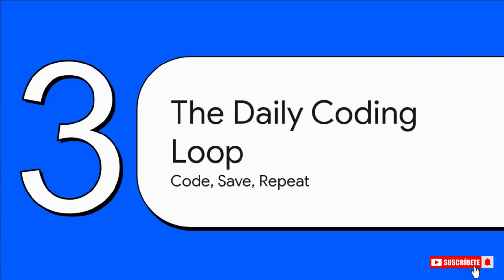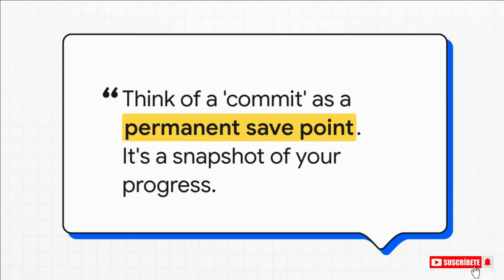So that brings us to the daily rhythm of a developer. It's this constant, iterative loop of code a little, save your progress, and then do it all over again. And this is where the commit comes in. A commit is the act of permanently saving your staged changes into Git's history. And here's the thing, pros don't just commit once at the end of the day. They commit often, every time they finish one small logical chunk of work. The video game save point analogy is perfect. It's a snapshot you can always go back to.